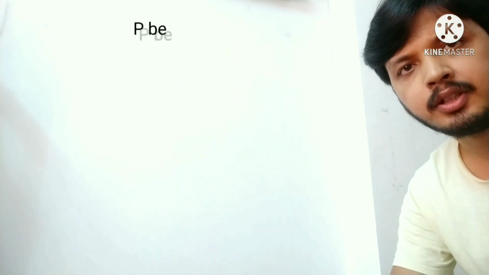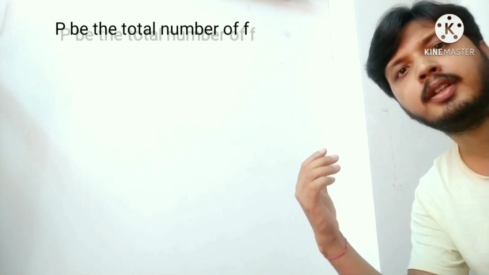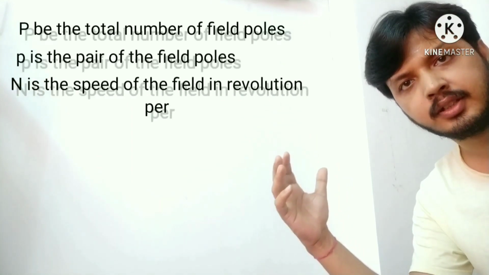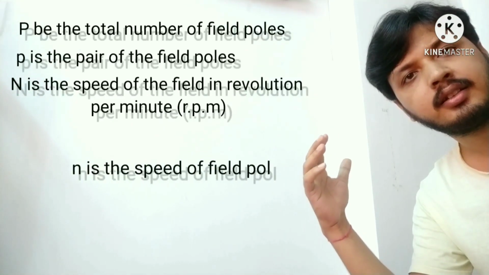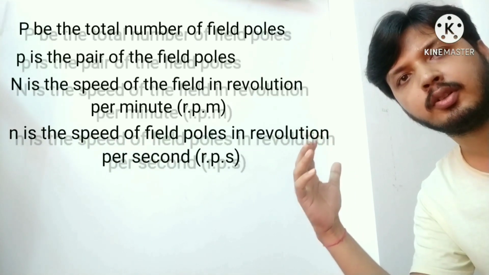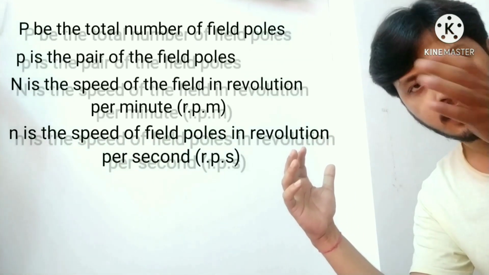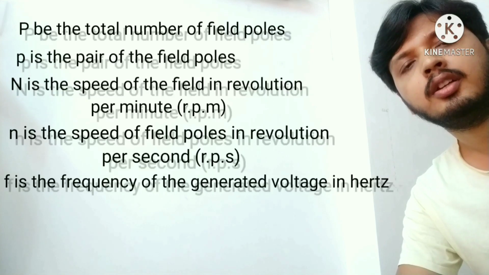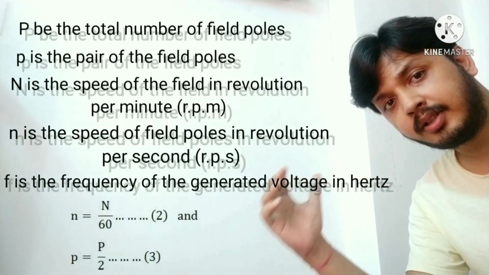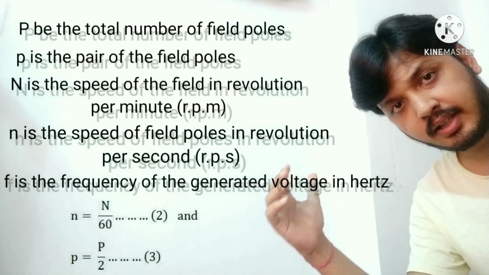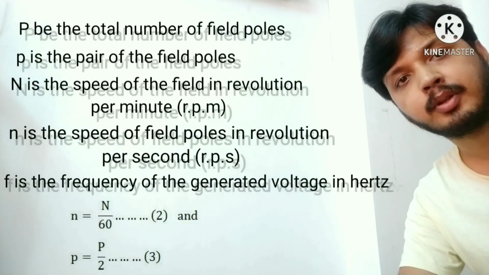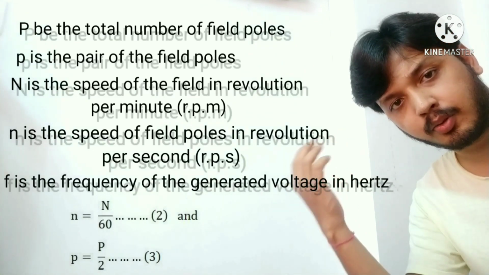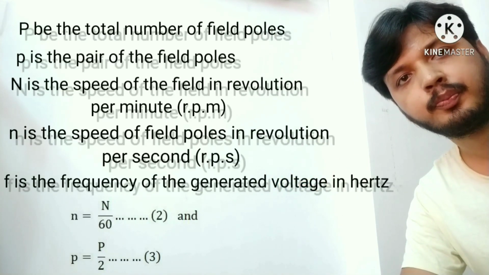Let capital P be the total number of field poles and small p be the number of pairs of field poles. N is the speed of the field in revolutions per minute, that is RPM. Small n is the speed of the field in revolutions per second, that is RPS. F is the frequency of the generated voltage in Hertz. So small n equal to capital N by 60, because small n is in RPS and capital N is in RPM. And small p equal to capital P by 2. Small p is the number of pole pairs, capital P is the number of poles.